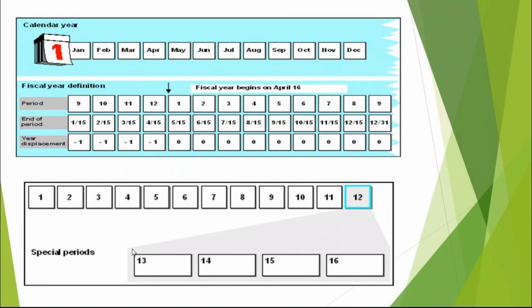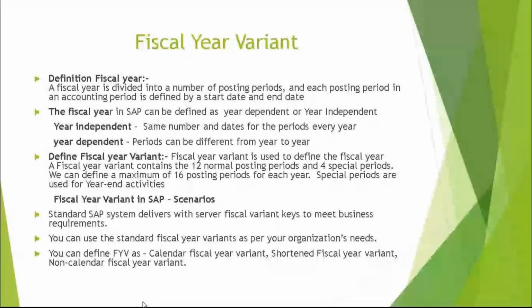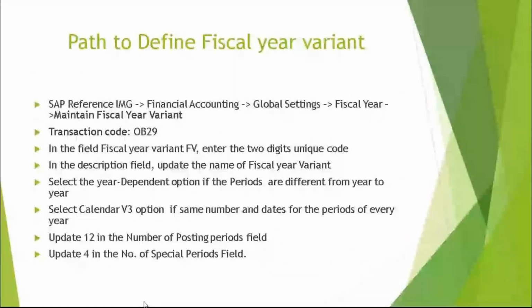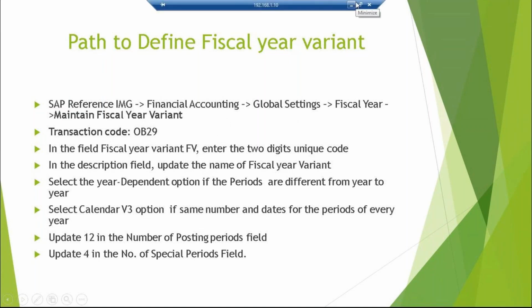Okay. Standard variant is V3. US standard variant is K6. So K6 will start from Jan to December. Ours starts with April to March. Okay. So this is the T code, SAP reference IMG, SPRO, SAP reference IMG, financial accounting, global settings, fiscal year, then maintain fiscal year variant. T code OB29. I'll just show you.